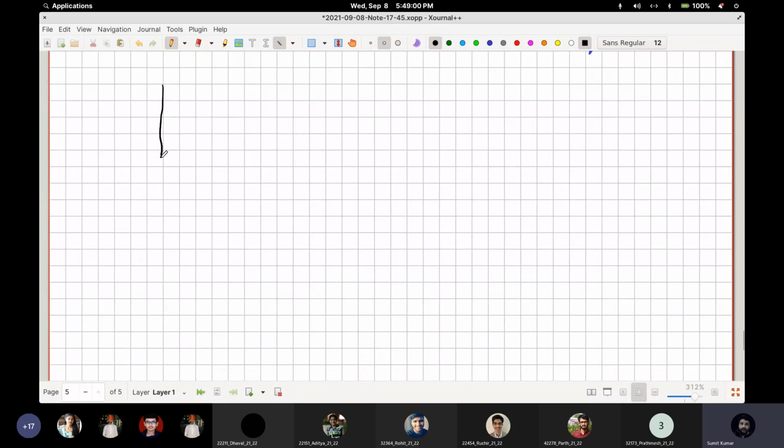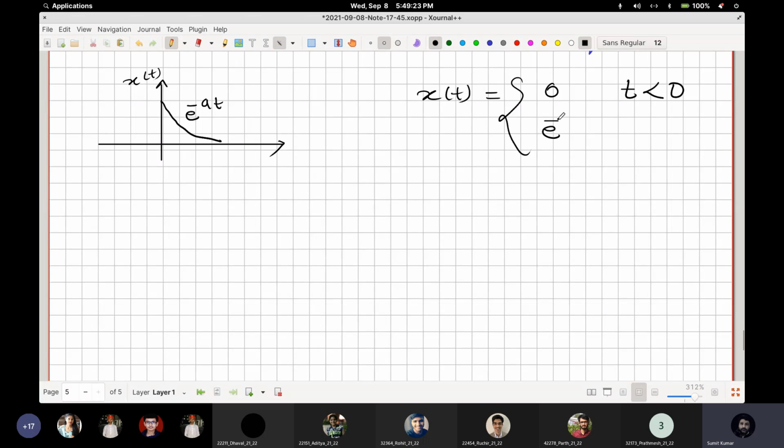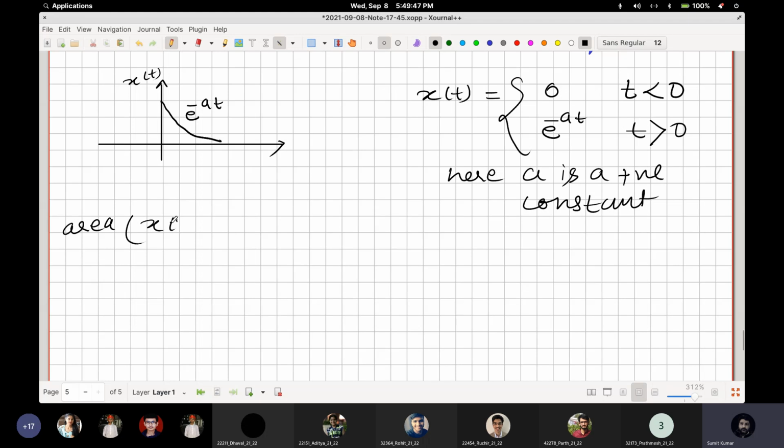So we have this function x(t), which is equal to zero, and after that is e to the power minus at. This is our x(t). Let me define it in functional form as well to clarify any doubt: x(t) is equal to zero for t less than zero, and it is equal to e to the power minus at for t greater than zero. Here a is a positive constant, a positive number. A constant is just a number, right? Is that clear? Now can you tell me what will be the area of this? Find out the area of this x(t), and once you compute the area, then find out the energy of x(t).